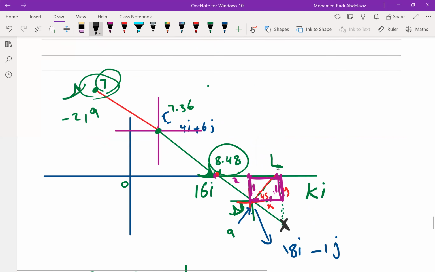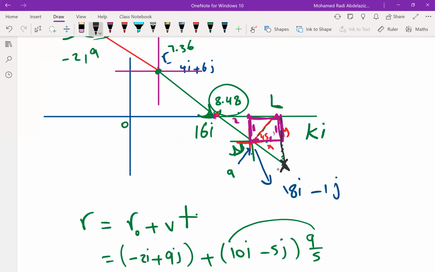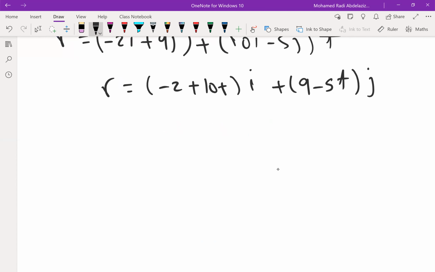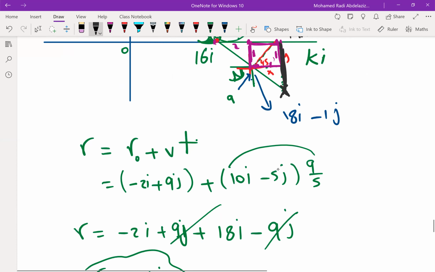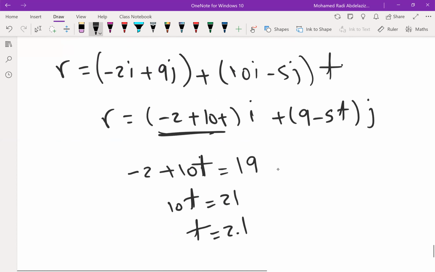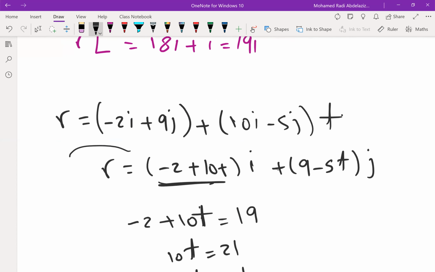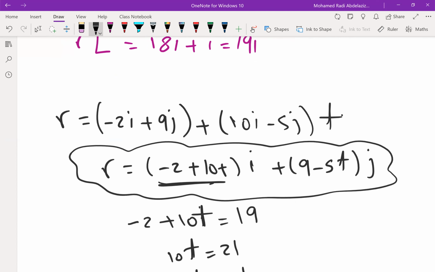When the ship is south of L, this means the x coordinates will be the same. And we already have the x coordinate here, which is 19. So by equating x with 19, negative 2 plus 10t is equal to 19. So 10t is equal to 21. So t is equal to 2.1. He asked to get the final position now when t is equal to 2.1. So substitute the value 2.1 in both.